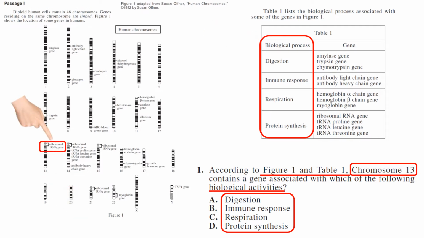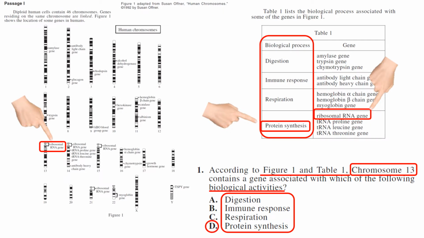So we see in chromosome 13, ribosomal RNA gene. We see that again over in the gene column in Table 1, which means the process is associated with protein synthesis, so our answer has to be D. You're just following the pattern in this question.